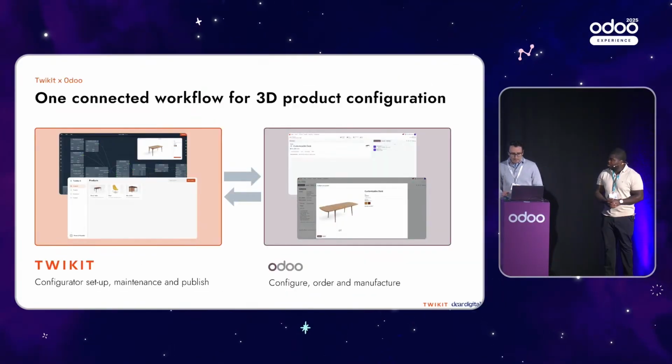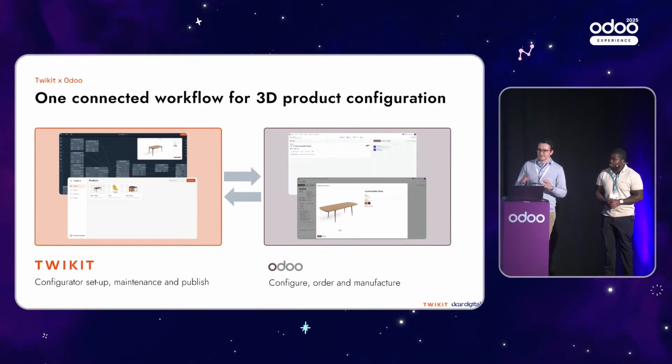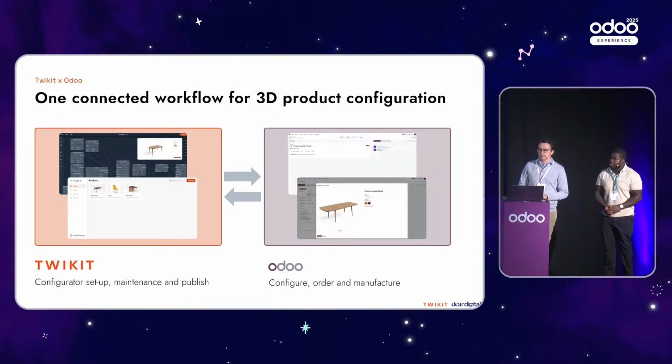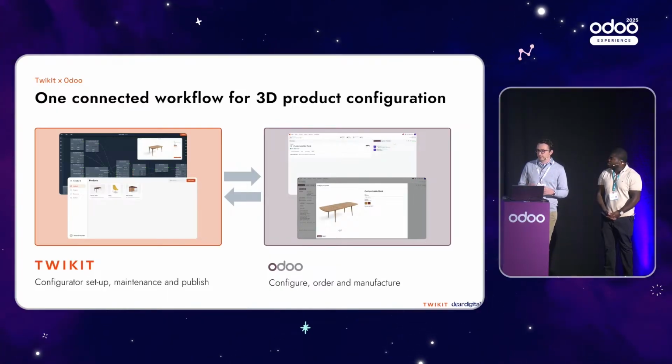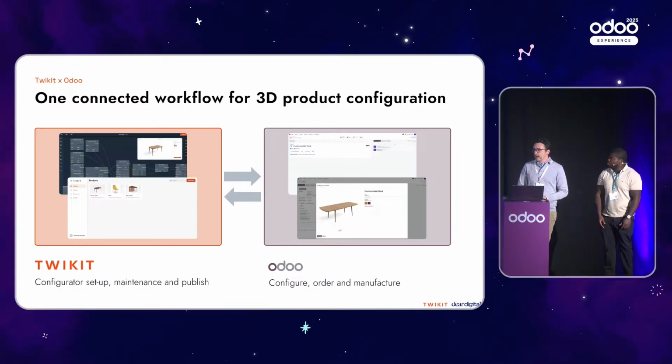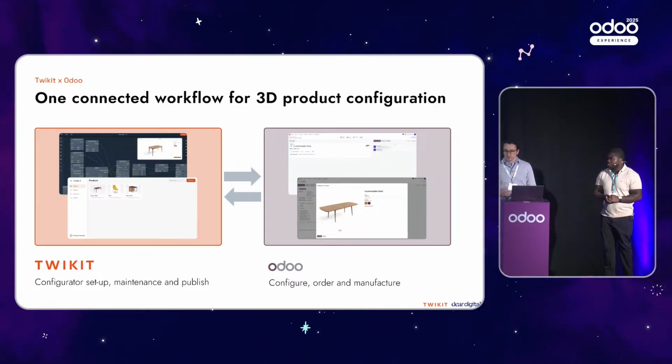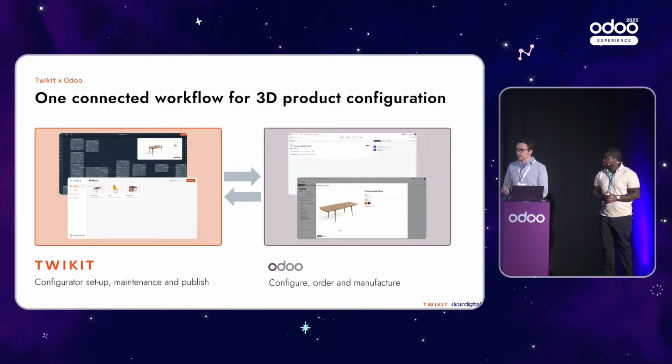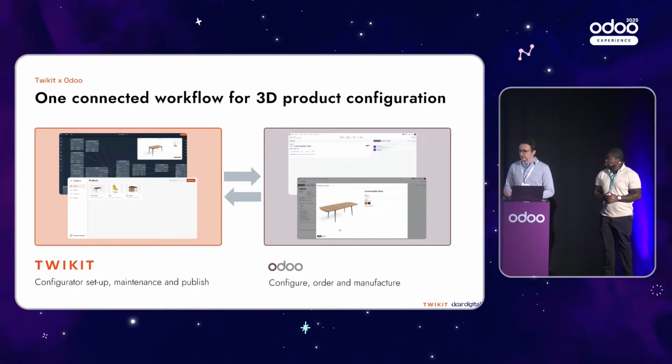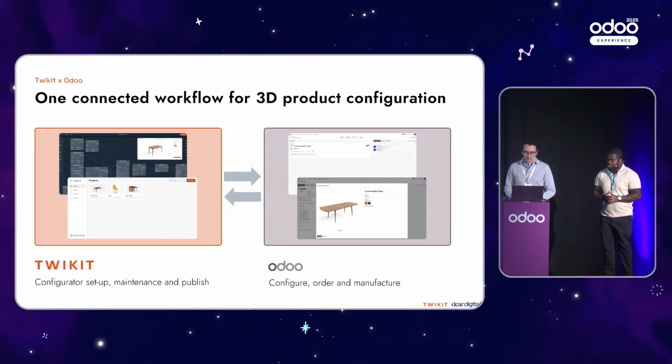And how does it work? Well, we actually combine the best of both worlds. The setup and maintenance of a configurator is still happening in the Twikit cloud software. From the moment the configurator is finished and ready to be published within Odoo, we use the Twikit native plugin in Odoo to make the connection between the Twikit software and the Odoo backend. And then within Odoo, you make the configurators available in the storefront flow or in the quotation flow, and of course in the backend link it to the order and manufacturing workflows itself.